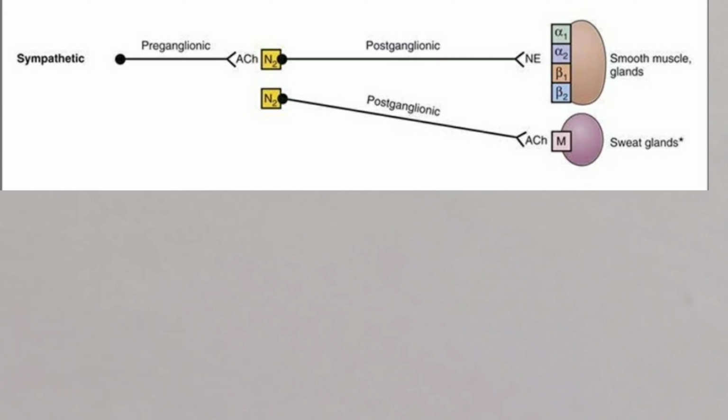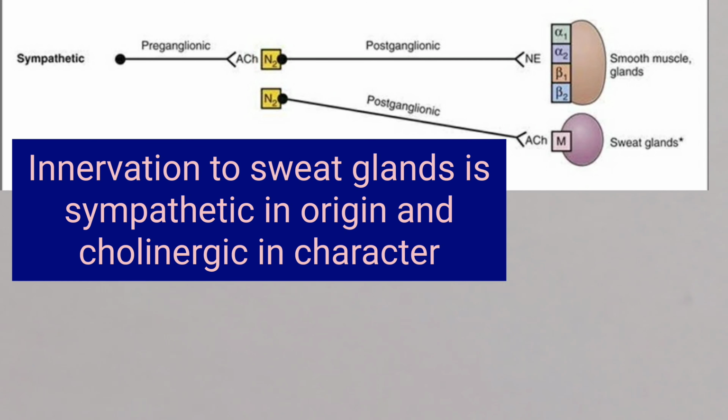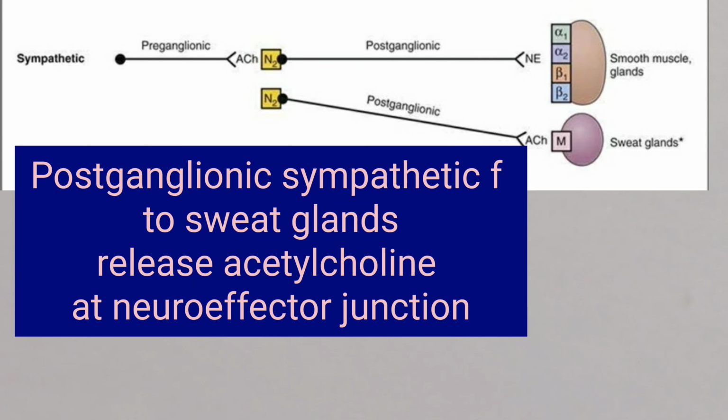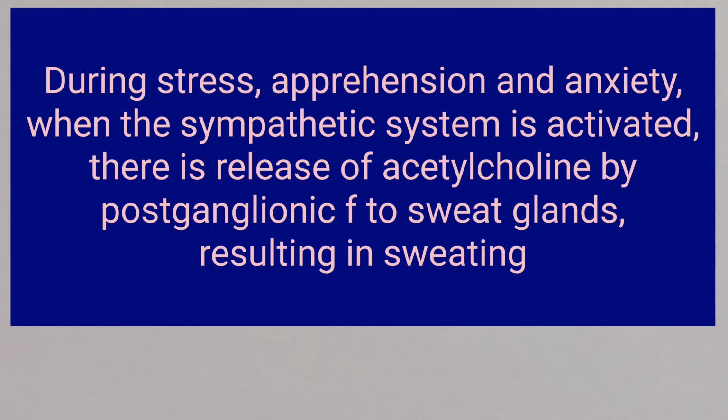As an exception, the postganglionic sympathetic fibers to the sweat glands, although sympathetic in origin, are cholinergic in character, that is, they release acetylcholine at the sweat glands. So this is why during stress, anxiety or apprehension, when the sympathetic system is activated, there is increased release of acetylcholine by the sympathetic postganglionic fibers to the sweat glands. The innervation of the sweat glands is sympathetic in origin but cholinergic in nature.